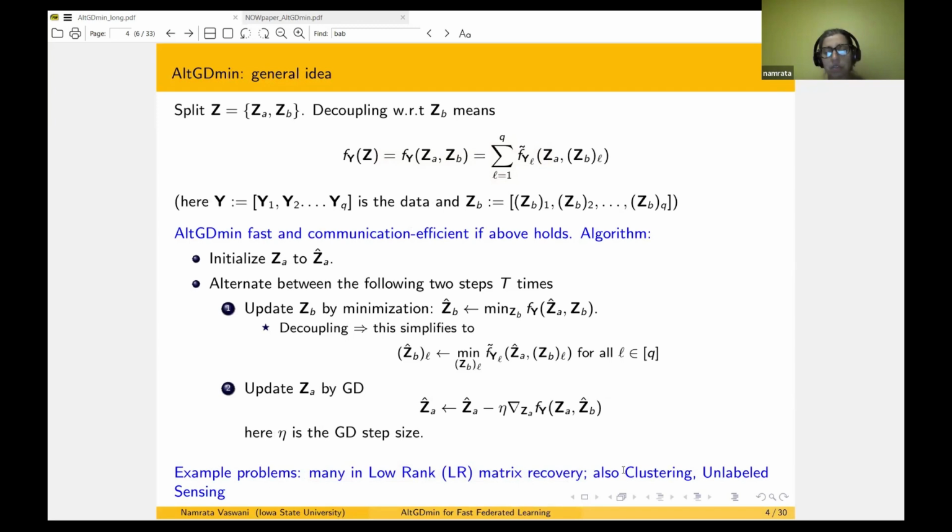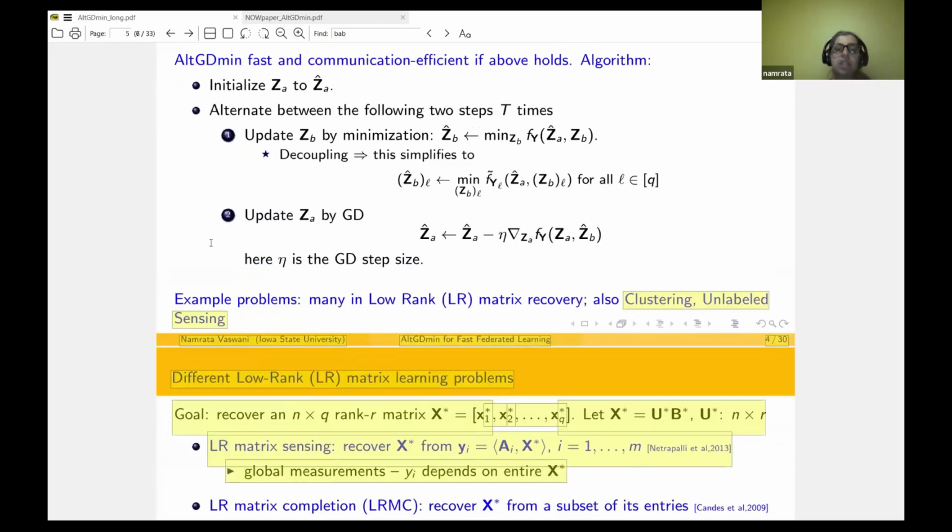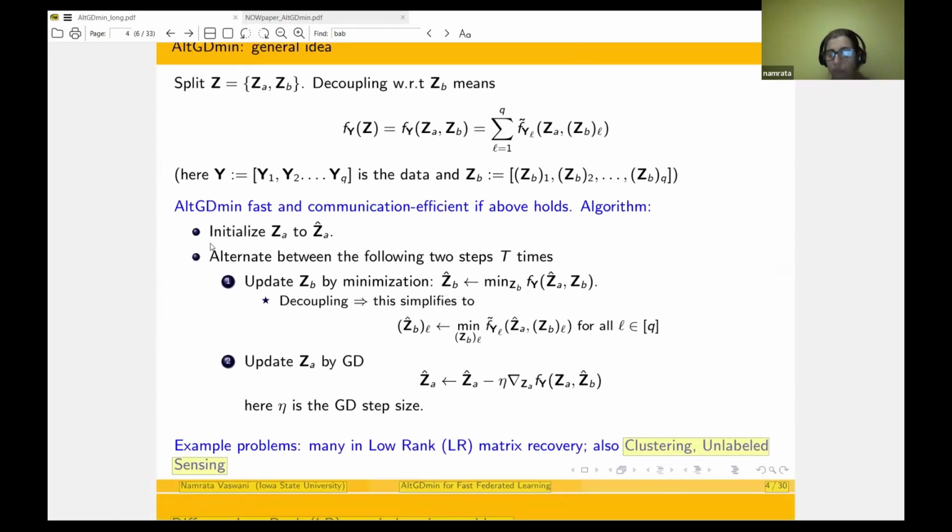We had a proposal for problems like clustering, where alt-GDmin could potentially be a replacement for simple k-means clustering, or unlabeled sensing, where you again have a permutation matrix, which is a discrete matrix, so you cannot use gradient descent at all for such problems, but you can potentially try to use alt-GDmin. Here we haven't studied these yet. We don't have even simulation experiments.